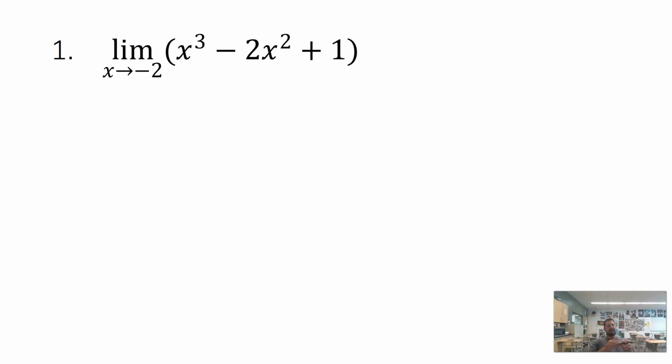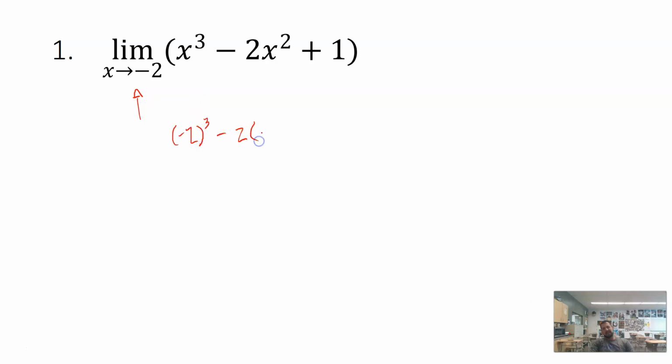So on the first 9 problems, actually, what we're being asked to do is evaluate a limit algebraically. Now remember, anytime you evaluate a limit algebraically, what you're really doing is taking the x value that we are approaching, and the first thing we always do is just plug it in. So everywhere we see an x.